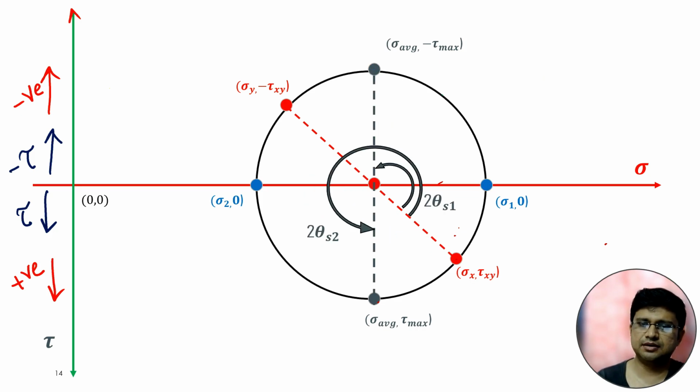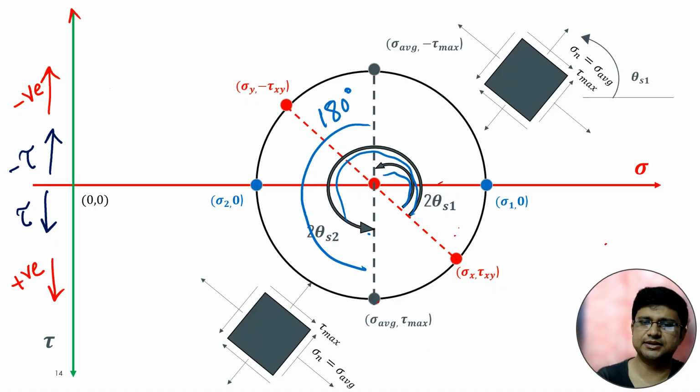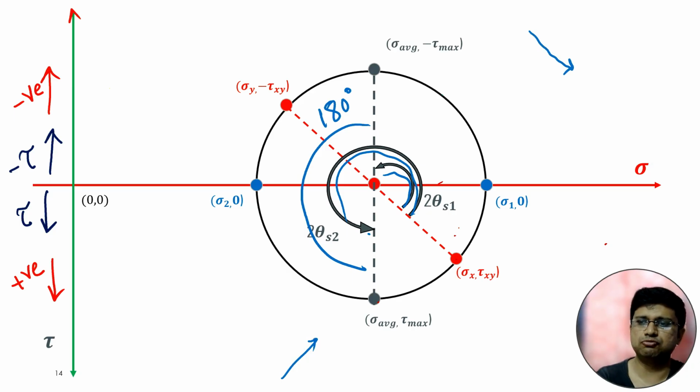So this will be 2 theta s1 and this will be 2 theta s2. And obviously their gap in the Mohr circle is 180 degrees, so in real life it will be 90 degrees. So these will be the 2 planes. This will be the plane with maximum shear and this will be the plane with minimum shear. So this is the concept: they will be perpendicular to each other.